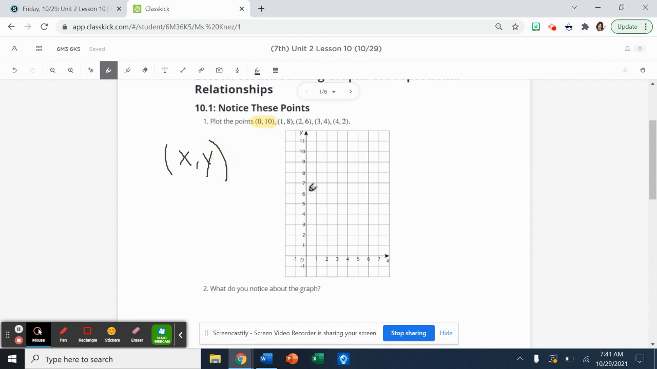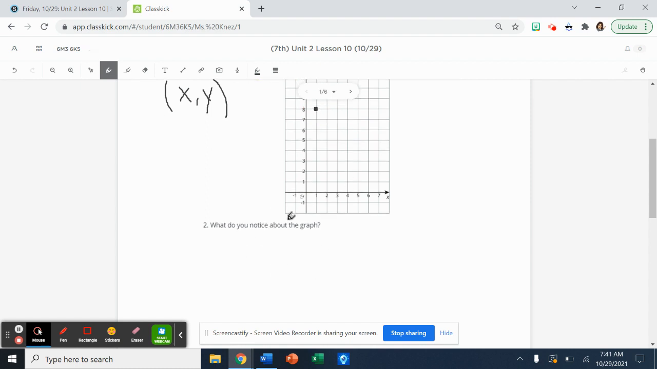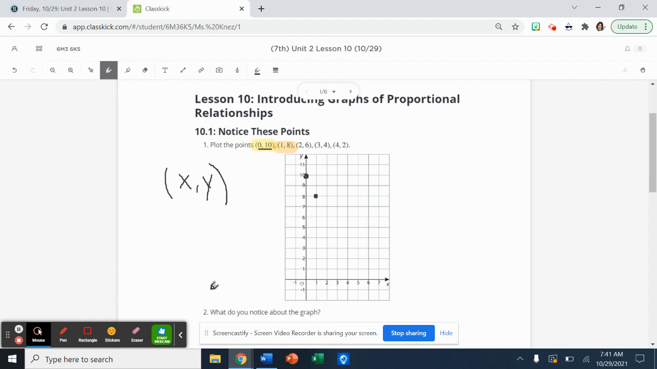Let me give you an example. If you were plotting the point (0, 10), you would go 0 spaces side to side and 10 spaces up and plot the point right here. If you were plotting the point (1, 8), you would move 1 space to the right and 8 spaces up for a coordinate point of (1, 8). I want you to go ahead and plot the rest of the points and then tell me in a sentence, what do you notice about the graph? I notice, in a full sentence. Please pause this video and finish 10.1.